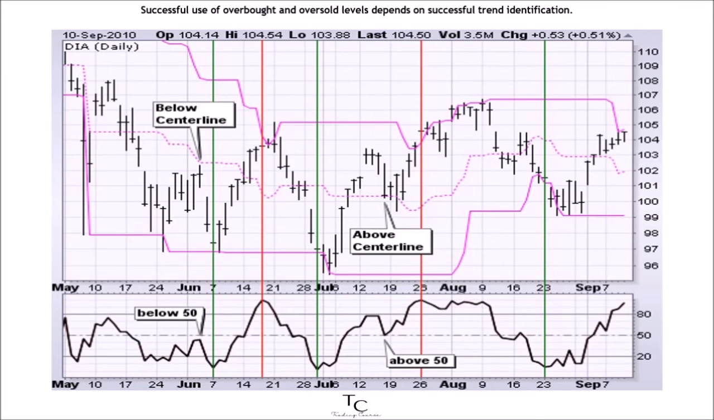Successful use of overbought and oversold levels depends on successful trend identification. Once a bigger uptrend has been identified, traders can look for oversold levels in the smaller trend. Short-term oversold levels occur after a pullback within a bigger uptrend.